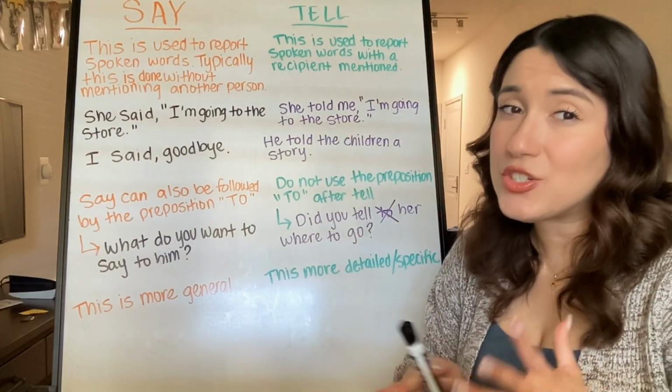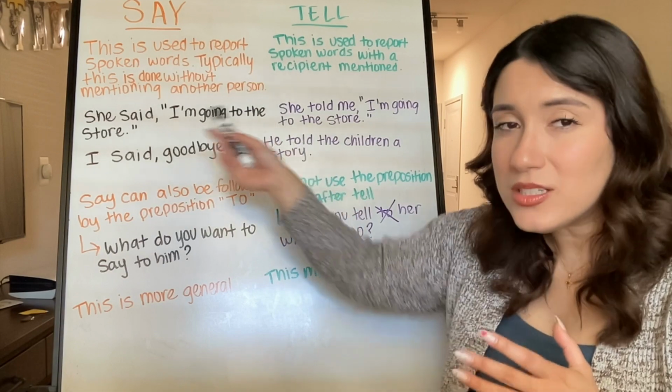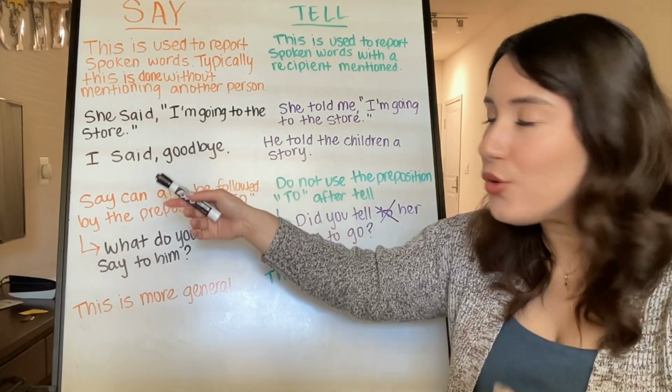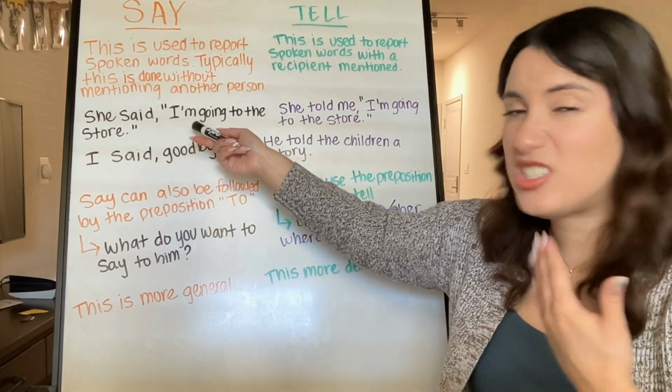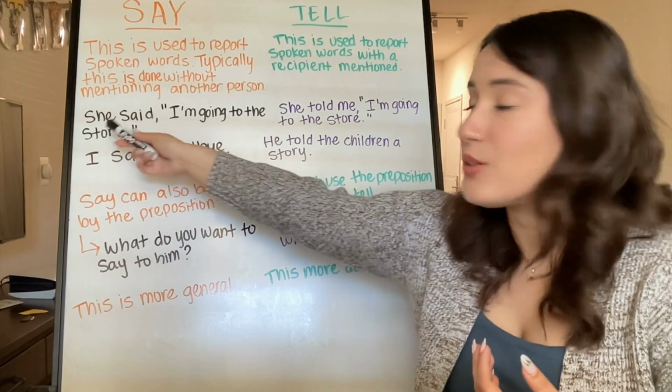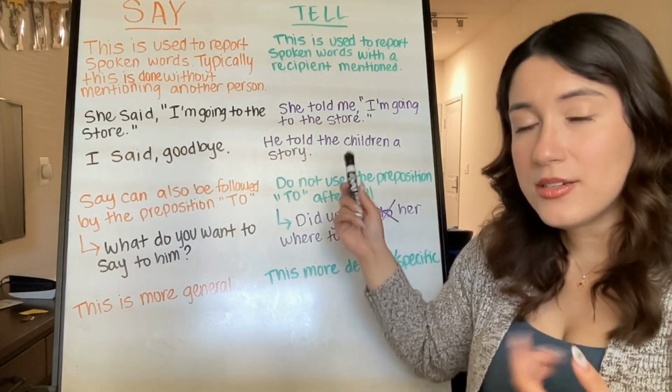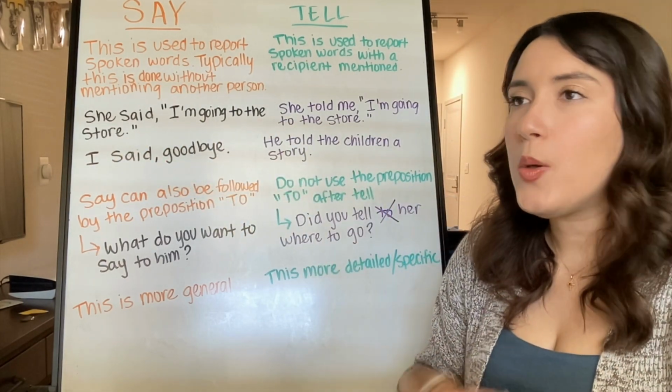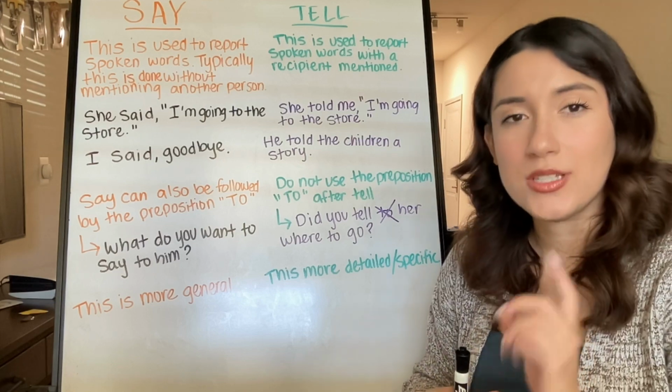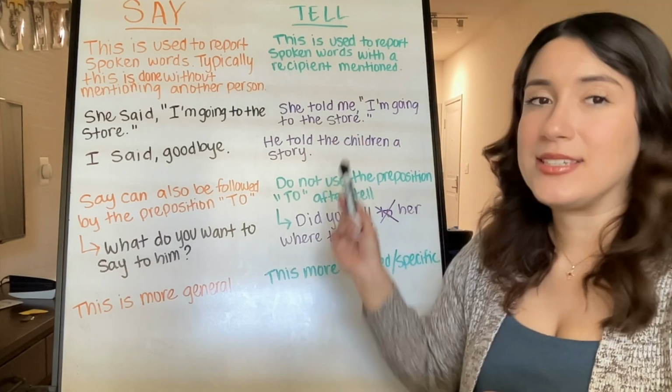So that's the major difference between say and tell. One is a little bit more simple, more general. We're literally just stating what this person has said. There's one person. And then tell is more detail. We're probably giving information or telling a story, and we added a secondary person.